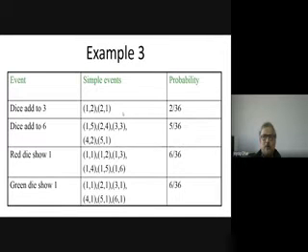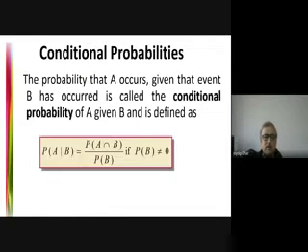Since we are throwing 2 dice, the counting principle shows that the total number of outcomes in the sample space is 36, because each die has 6 options, so 6 times 6 gives 36 options. Out of 36 options, 2 options are (1,2) and (2,1). So this probability is 2 by 36. Similarly for other cases. So I'm now coming to conditional probability.